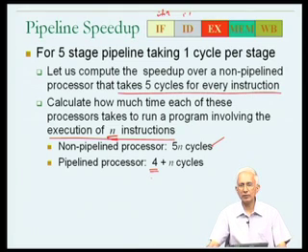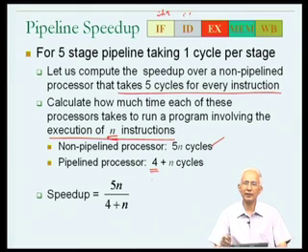So for the first 4 cycles, the pipeline fills up, and for every cycle after that, hopefully, an instruction will finish execution. And therefore, the n instructions will take 4 plus n cycles. And therefore, I can compute the speed up as 5n divided by 4 plus n. Now, this is interesting. It doesn't give me any particular insight.